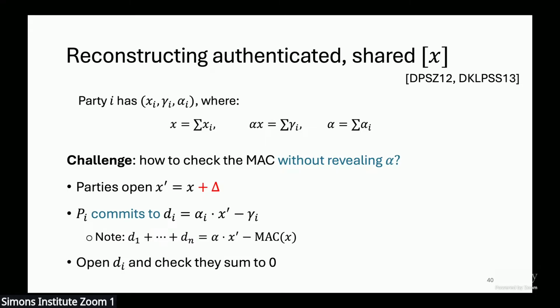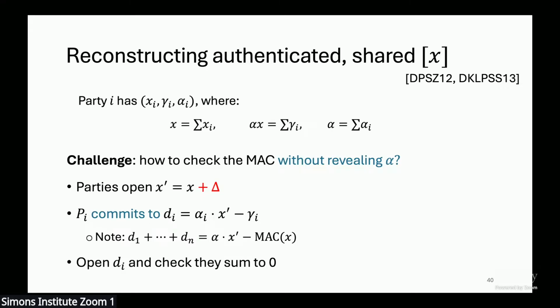Okay, and one of the ways you can open and verify these MACs is quite simple. Imagine you first just send your shares xi and reconstruct the secret x, which now, if someone was corrupt, may have some error delta. And then we want to check that the MAC on x is valid without revealing this secret MAC key alpha, because of course that would compromise integrity for future openings of the protocol.